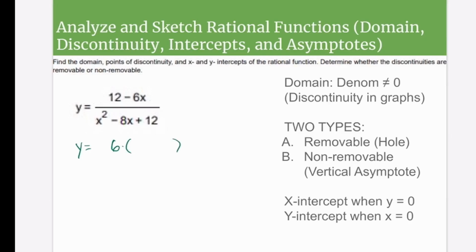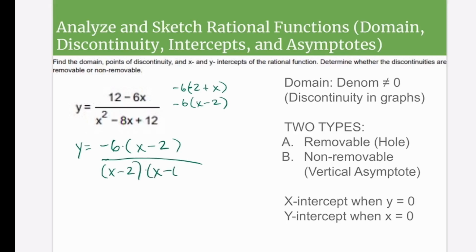And if we factor out a 6, we're left with 2 minus x. I'm going to take out a -6 because I want to write this in standard form. If I take out a -6, I'm left with -2 plus x. So I can write that as x minus 2. Our denominator is going to be x minus 2 times x minus 6. So our domain, x cannot equal +2 and +6.